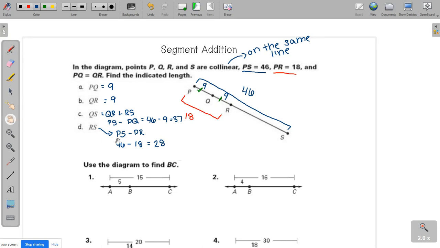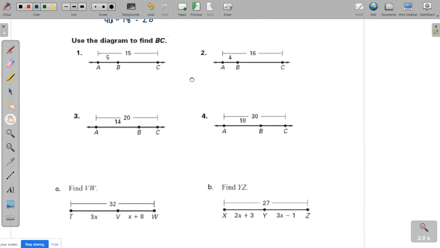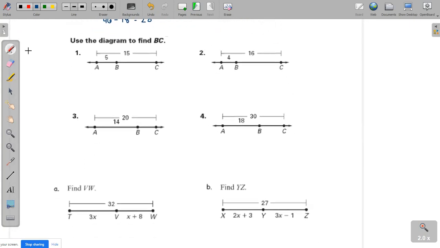Okay, let's look at some examples down here. For these 4 problems, we need to find BC. So we have our full length A to C is 15, and then A to B is 5. So this is going to be the difference of these two. So if we do 15 and we subtract 5, we get 10. So 5 plus 10 gives us our full length of 15.